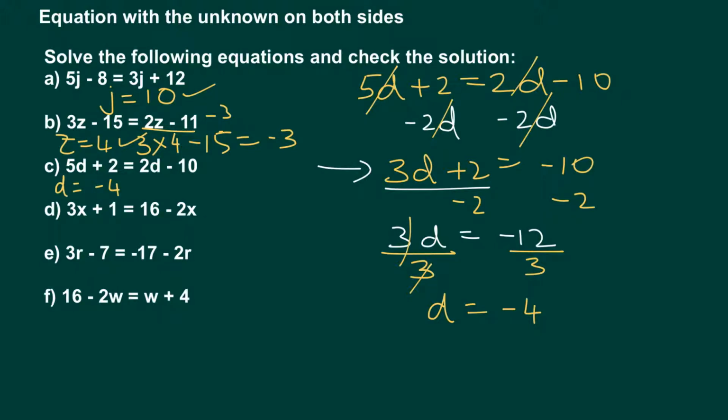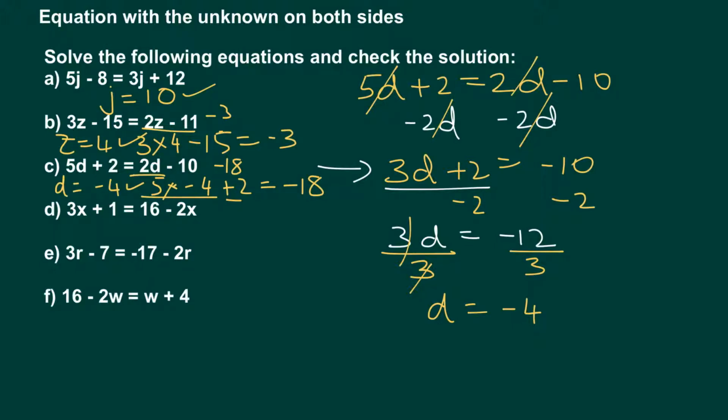And we can check our solution by simply substituting that in. So we have 5 times negative 4 plus 2. 5 times negative 4 gives us negative 20, plus 2 gives us negative 18, equals 2 times negative 4, which is negative 8, minus 10 gives us negative 18. So we know that d equals negative 4 is the correct answer.